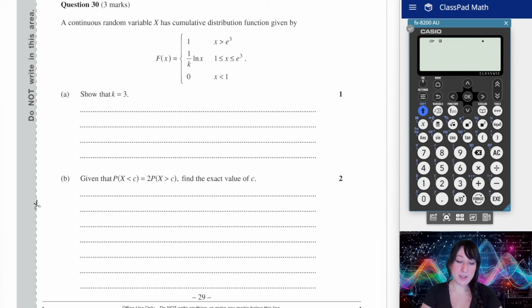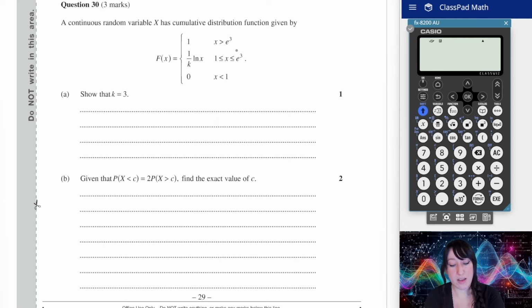Question 30. A continuous random variable x has cumulative distribution function given by this function, and part A, show that k equals 3. Notice here that we're given the cumulative distribution function, which essentially means that an integral has already been done on the probability density function. We know that the area under the curve, that the sum of the probabilities, has to be equal to 1. Now, since this is the cumulative distribution function, this function here will give us the area under the curve, or the probabilities up to the value of x that we plug into it.